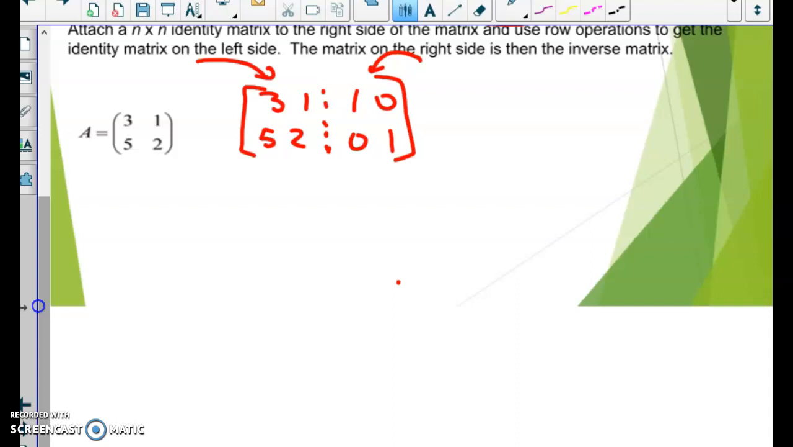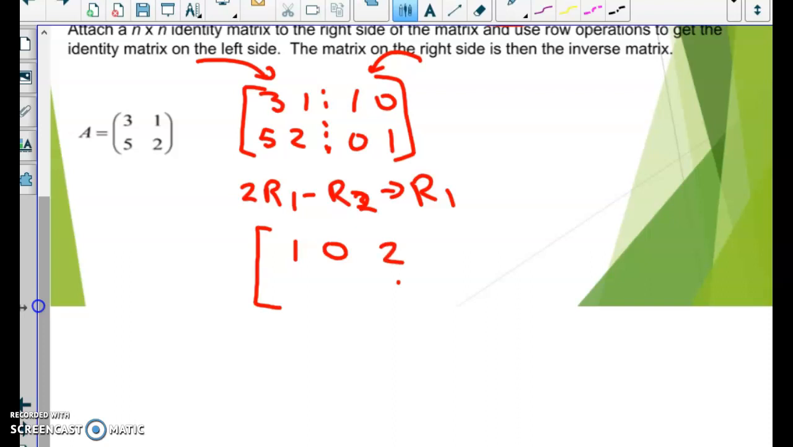First thing that I'm going to do is I'm going to take 2 times row 1 minus row 2, and I'm going to put that back in row 1. So I'm going to get 6 minus 5, and I get 1 there, and I get 2 minus 2 gives me 0, and I get 2 times 1 gives me a 2 there, and 2 times 0 minus 1 gives me negative 1. The bottom will stay the same.